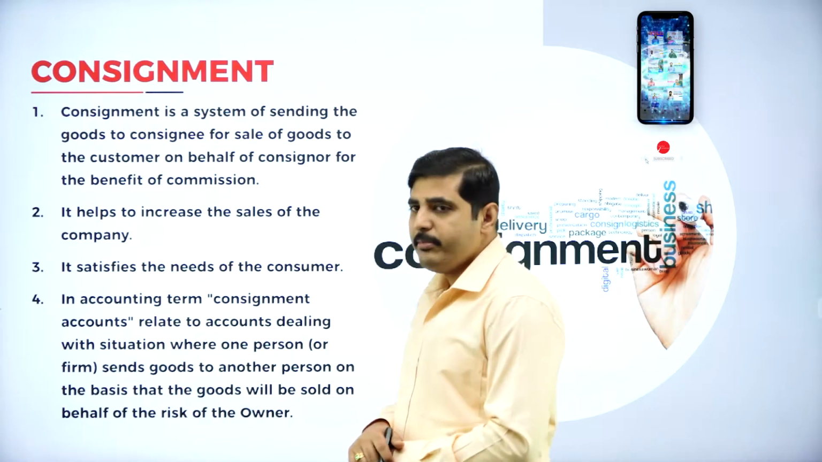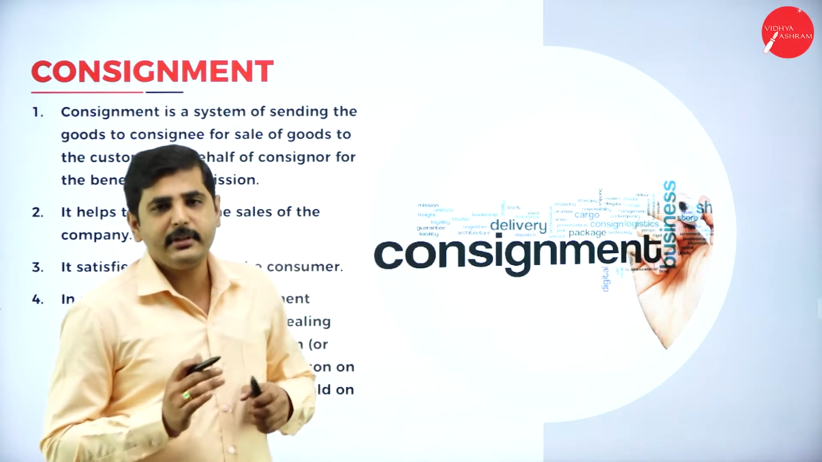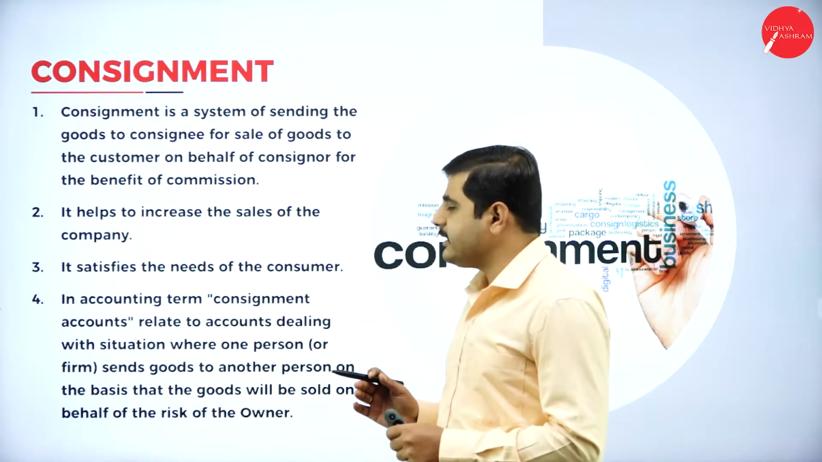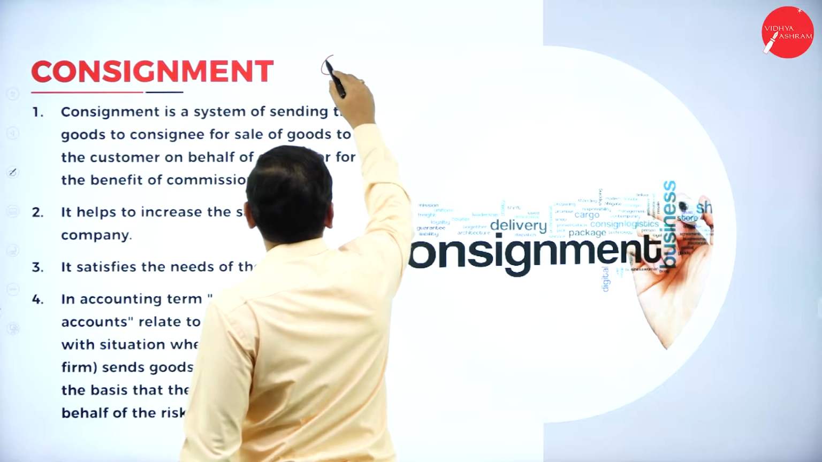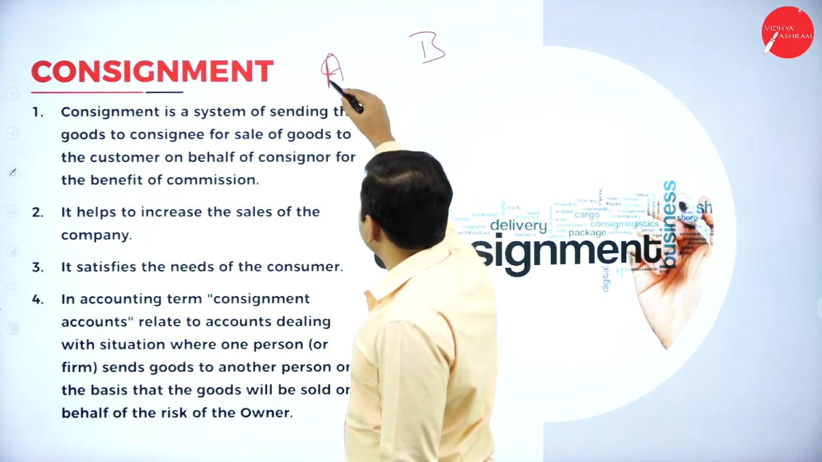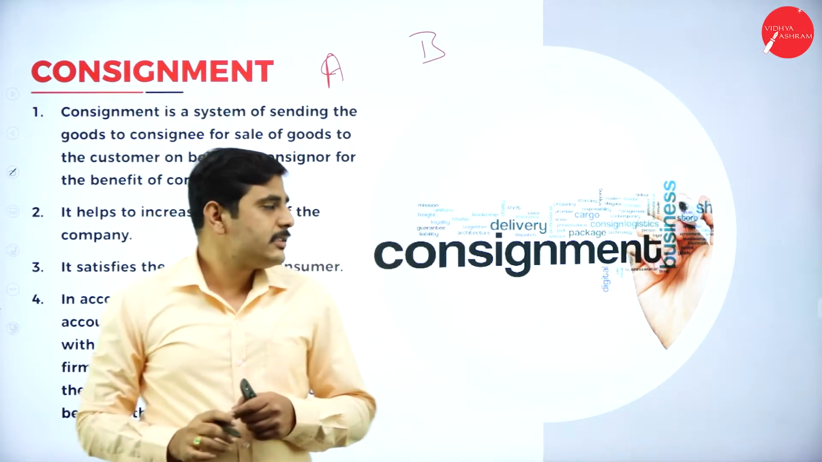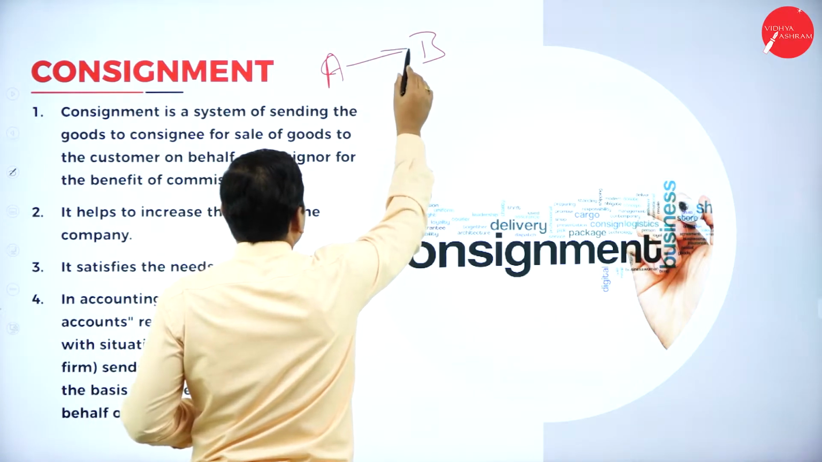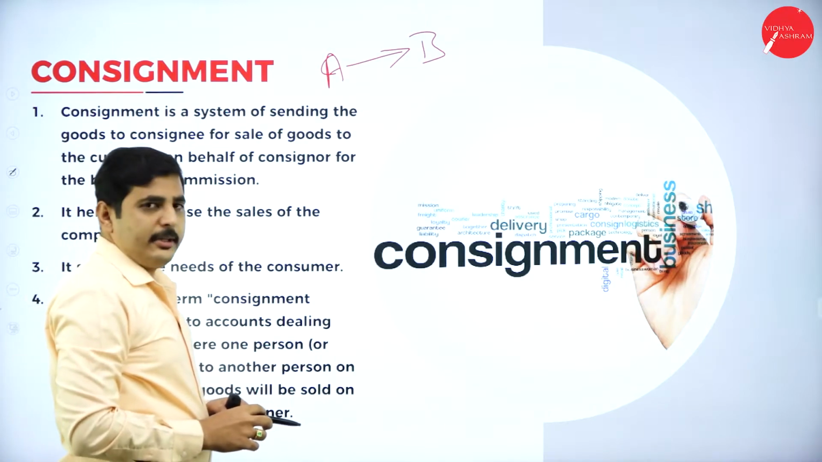So let's see what the meaning of consignment is. What do you mean by consignment? In consignment there are two parties. The first one is the consignor and the second one is the consignee. Once again I repeat. Let's assume A is the consignor and B is the consignee. A transfers or sends goods to B.